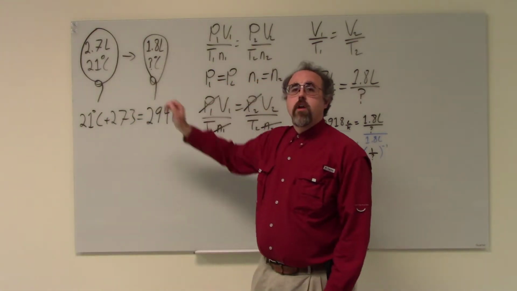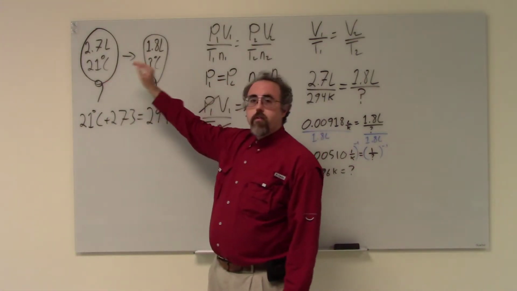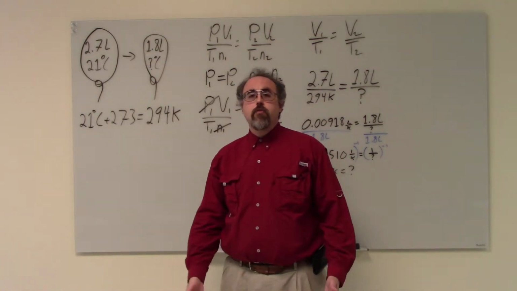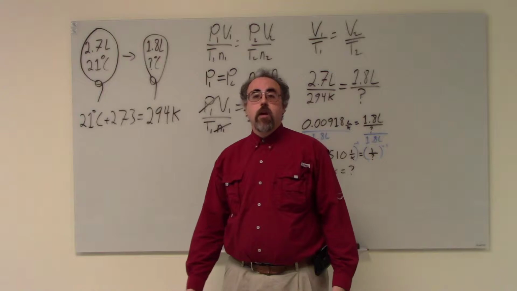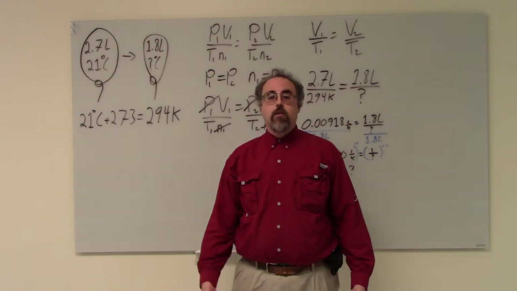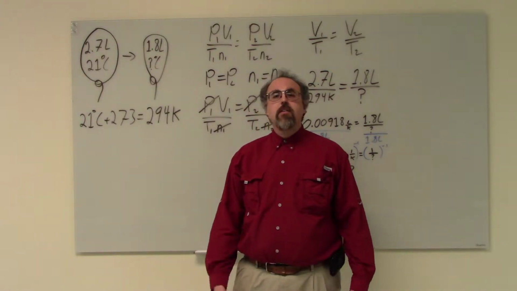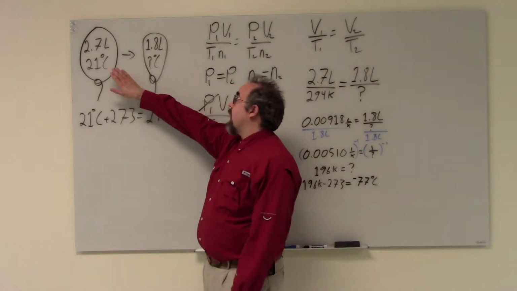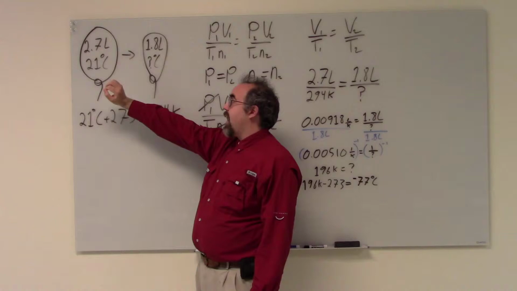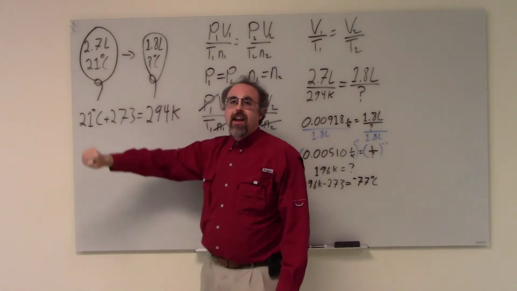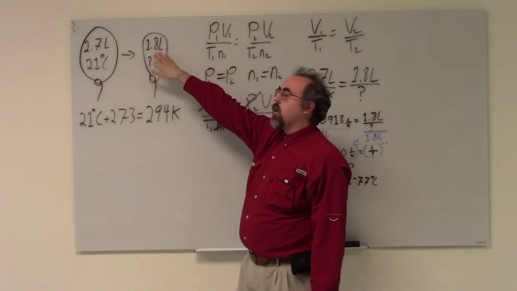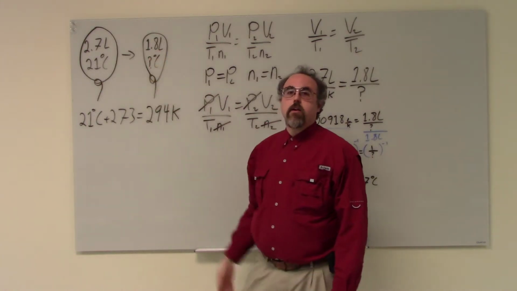Let's say I have a balloon. This is before, this is after, and that's how the ones and twos are going to work. One is presumably the before some kind of change, and two is the after the aforementioned change. There are of course other scenarios, but that's the most common. So my balloon is starting out at 2.7 liters and 21 degrees Celsius. And I'd like to figure out what temperature it is if I drop that down to 1.8 liters.